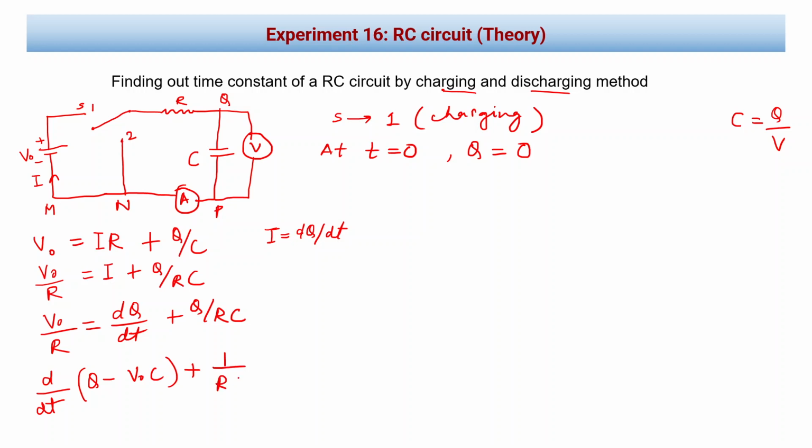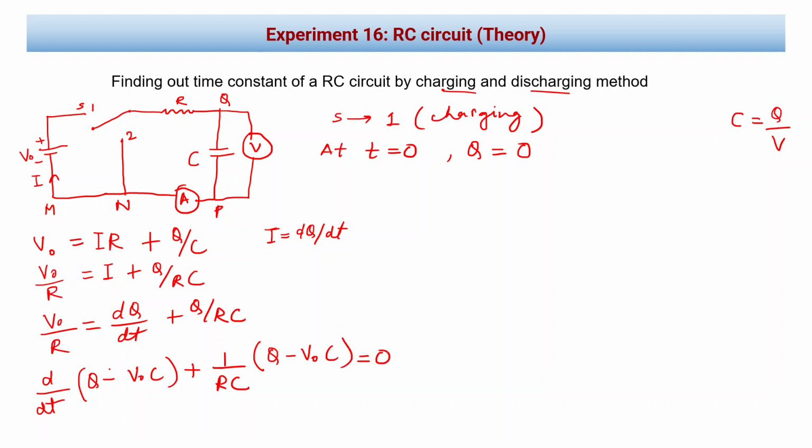1 over RC. From here we are getting this, because even when I take the derivative of this, it will be 0, so we can write it like this. There's nothing wrong when we write it like this, because the derivative of this will be 0, so it's correct. And 1 over RC, which you can see here, I'll take, then it will become V0 C, right? So it will be Q minus V0 C is equal to 0.